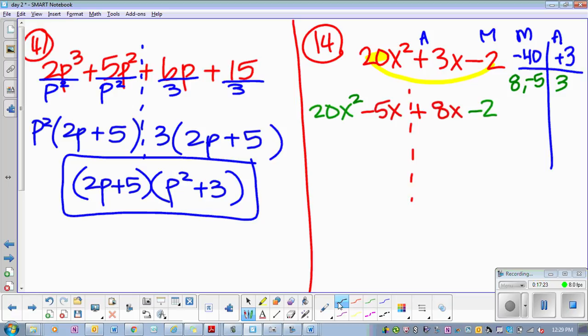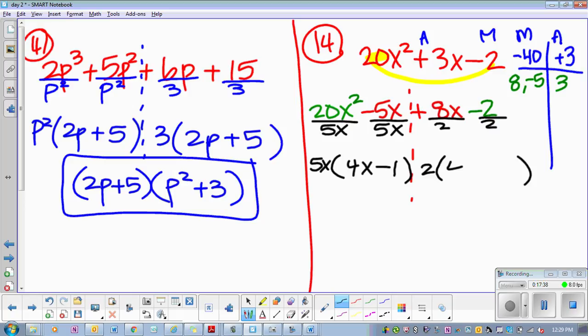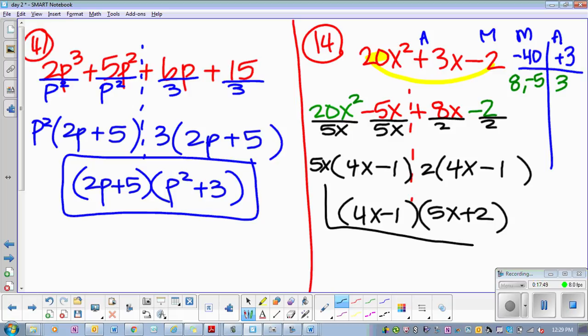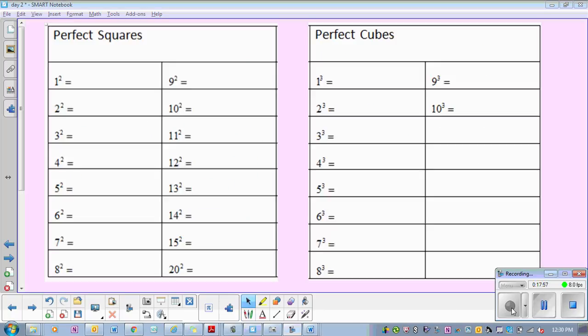All right, so now I have 1, 2, 3, 4 terms, GCF factor. On the left side, I have 5x. So I have 4x minus 1. On the right-hand side is 2. So I have 4x minus 1. And there we go. I have 4x minus 1 and 5x plus 2. No GCF to put in front, so there we go. Okay? Questions? All right.